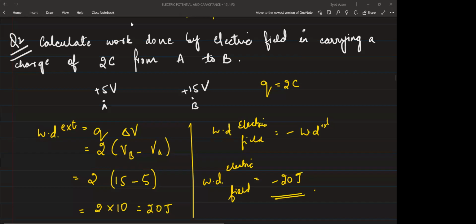Ma'am, why is it negative? Because the external work is done against the electric field. The external force is against the force of the electric field. So since it is in the opposite direction, that's why it is negative. The electric field is an internal force. Electric field acts internally. It is within the system.